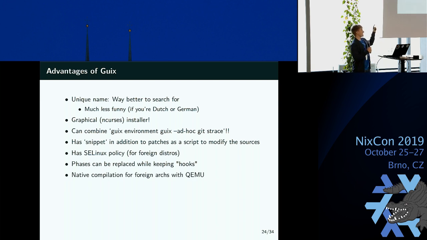They can do native compilation for foreign architectures. So they can do cross compilations, but they can also compile for a different architecture by putting the compiler inside QEMU, which is integrated into their command line, which is really cool. It's slower, but sometimes might be useful if cross-compiling doesn't work.